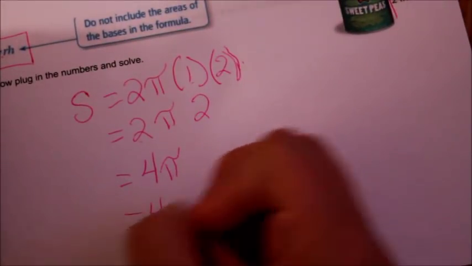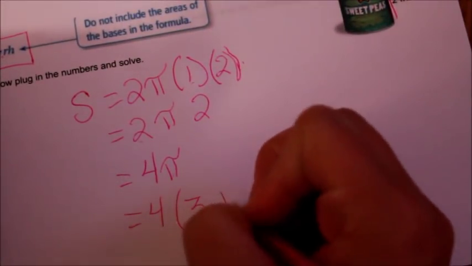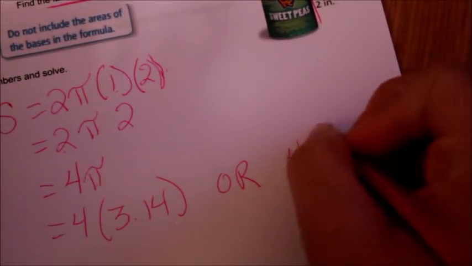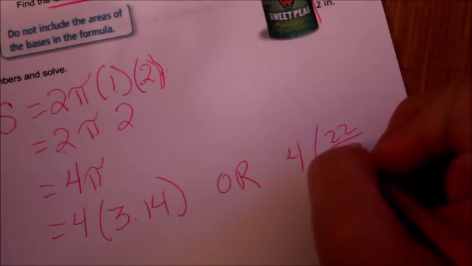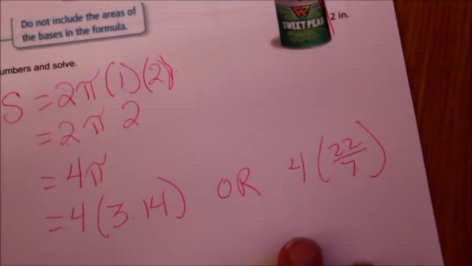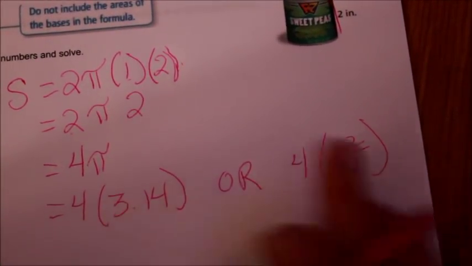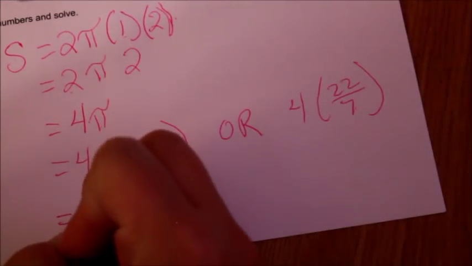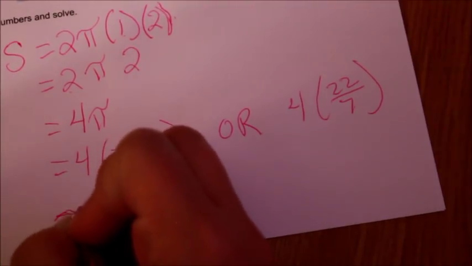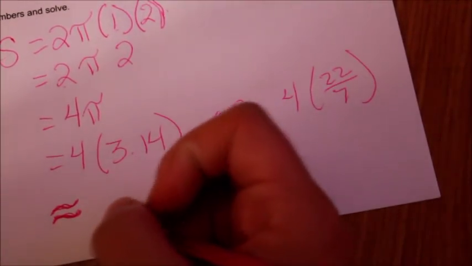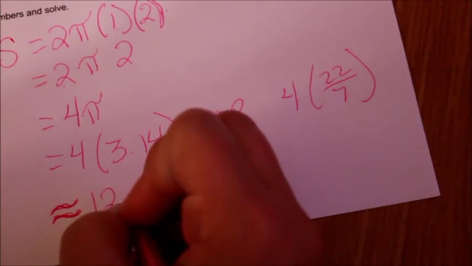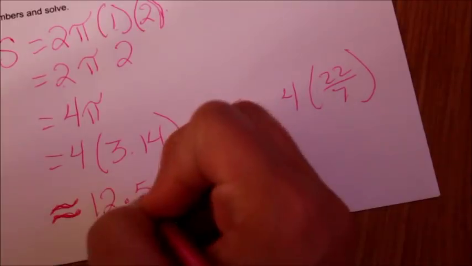This is going to be 4 times 3.14, or if you choose to, you can do 4 times 22 divided by 7, 22 over 7. Either one of these is correct, whichever is easiest for you. 4 times 3.14 is approximately 12.56.